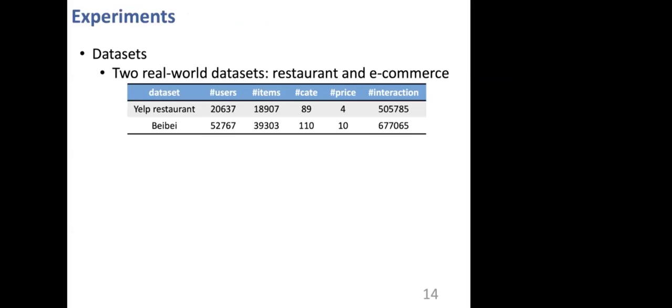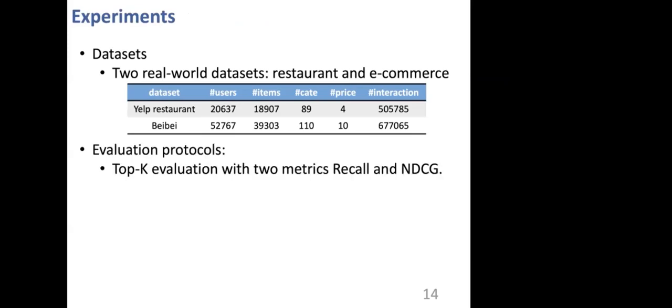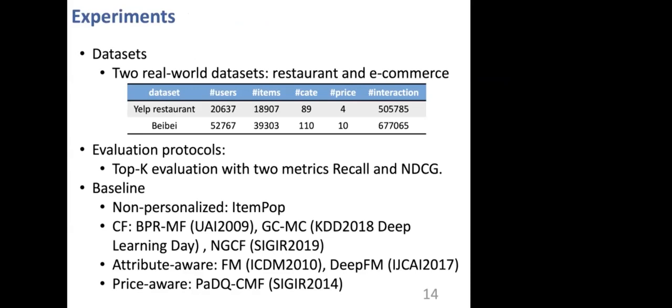We conduct some experiments to evaluate the performance. We use two real-world datasets of restaurant recommendation and e-commerce recommendation. Statistics of the two datasets are summarized in the table. We use two metrics, recall and NDCG, to evaluate the performance of top K recommendation. We compare our PUP method with these baseline methods.